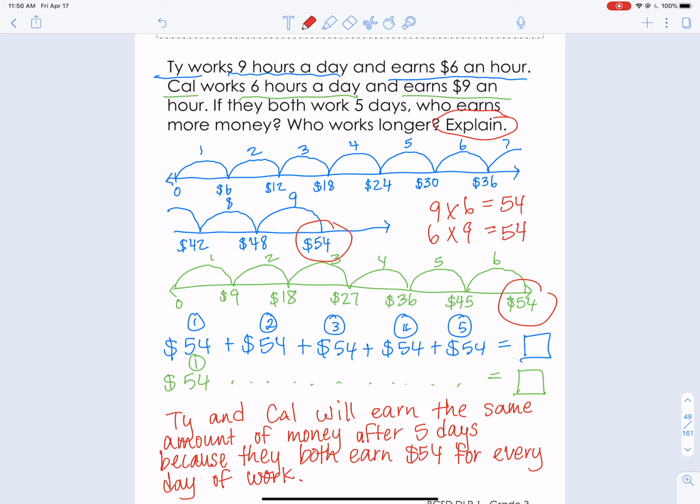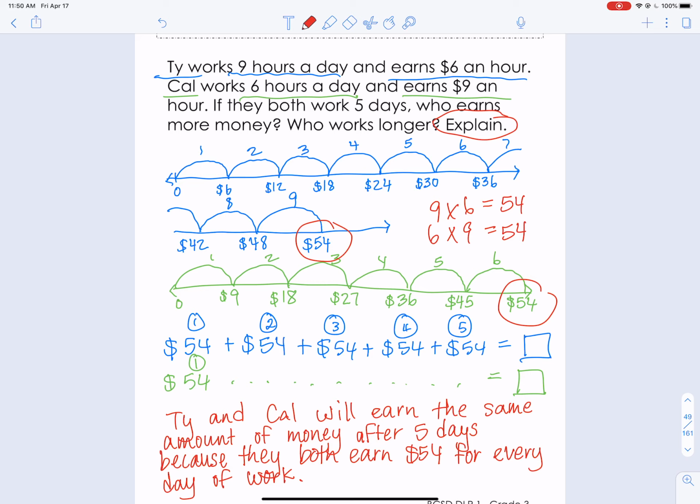Okay? And then let's see if I need to explain something else. If they both work 5 days, who earns more money? Okay, we already covered that they both will earn the same amount of money. And then who works longer? Okay, so for this, I need to go back to how many hours a day that they are working. It says Ty works 9 hours a day and Cal works 6 hours a day.